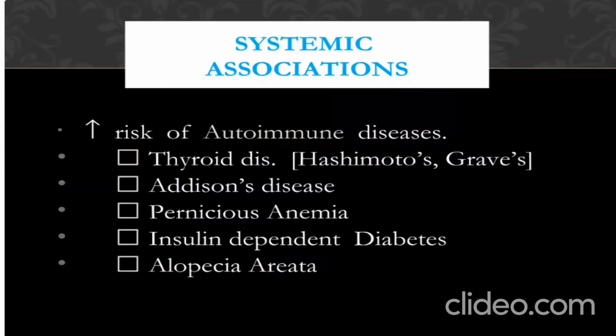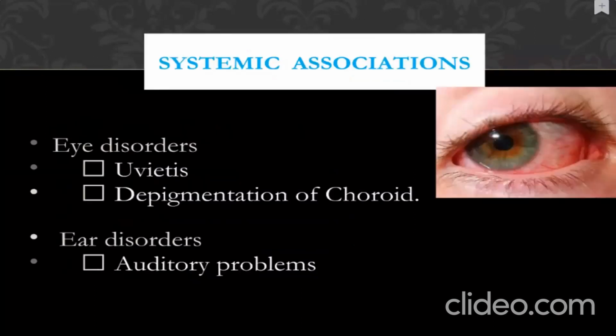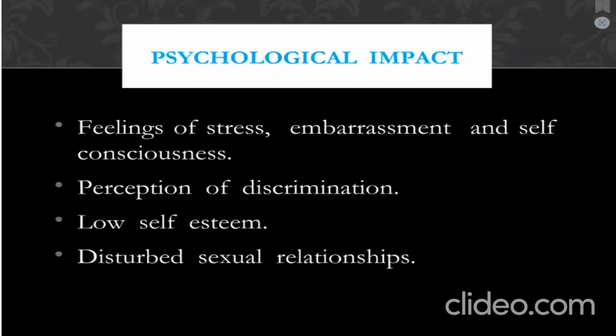Then systemic association. There may be increased risk of autoimmune diseases like thyroid disease, Addison disease, pernicious anemia, insulin-dependent diabetes, and alopecia areata. There can be eye disorders like uveitis and depigmentation of the choroid. Ear disorders like auditory problems can occur. Psychological impact of vitiligo includes feelings of stress, embarrassment, and self-consciousness, perception of discrimination, low self-esteem, and disturbed sexual relationships.